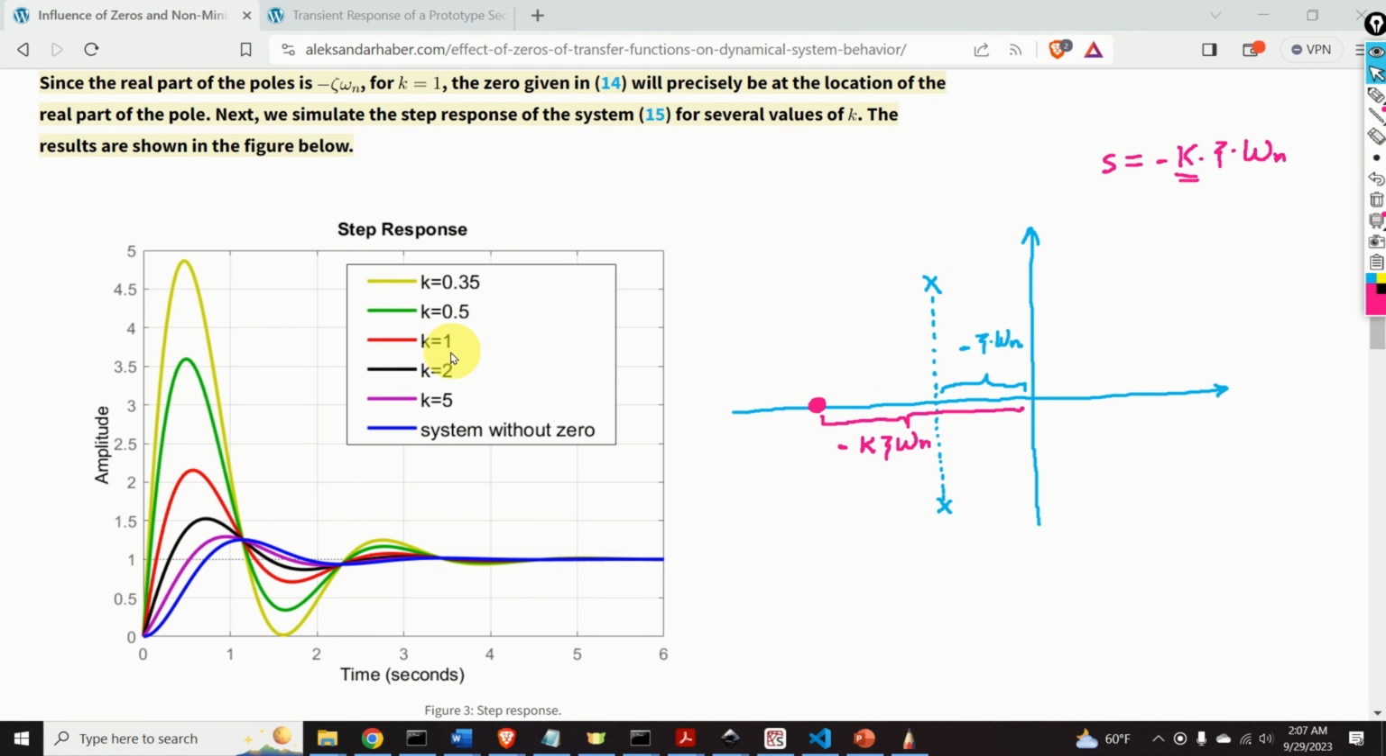Let's see what happens further. For k equal to 1, the zero is precisely located over here. And the effect can be seen over here. The overshoot is increased and the rise time decreased. Next, let's decrease this parameter further. For k equal to 0.5, we obtain a huge overshoot. Here it is. And for k equal to 0.35, that is for a zero, for example, over here, very close to the imaginary axis, that is very close to 0, we obtain this huge response, and the rise time is decreased.